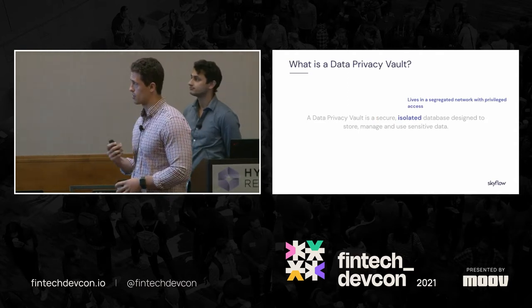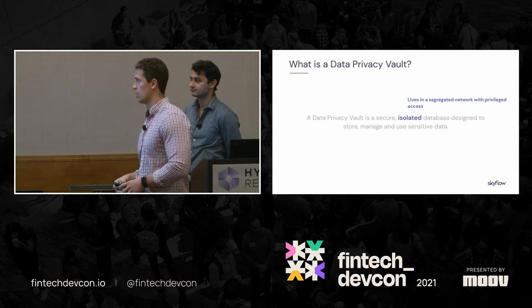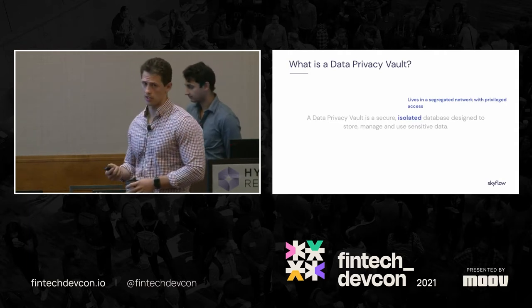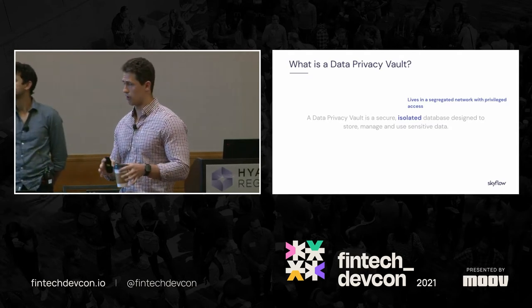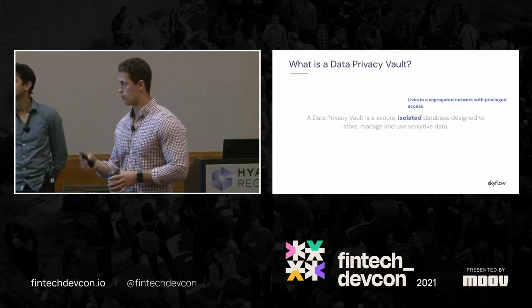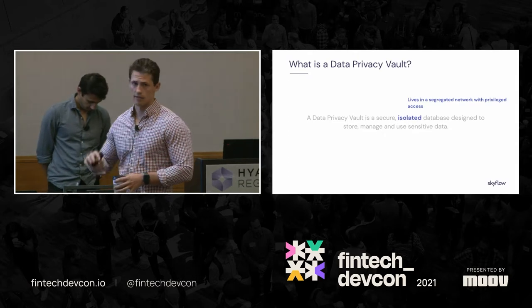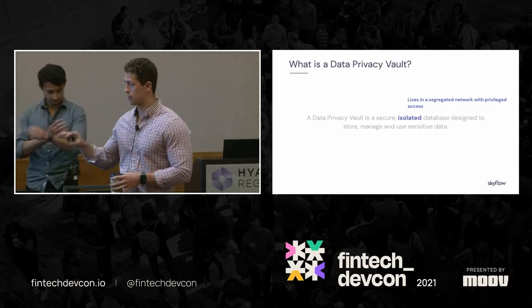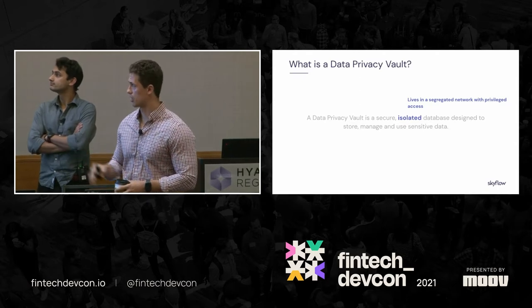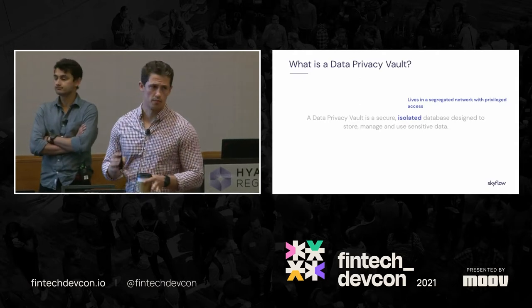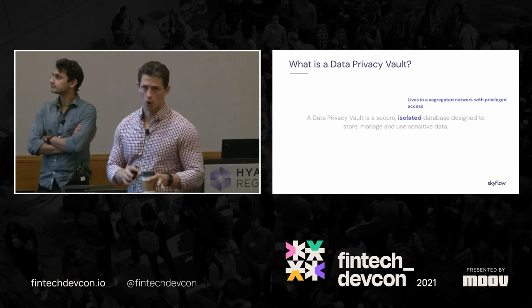What does it mean for it to be isolated? For us, this means that it should be in a segregated network with privileged access. I've talked to customers who will actually have two separate production environments. They'll have a normal production environment that's hooked up to their normal web app or iOS app, and they'll have a separate production environment behind a VPN and a privileged network, and that's where all their sensitive data lives. And all their non-PII, non-PCI data is sitting in their normal production environment.